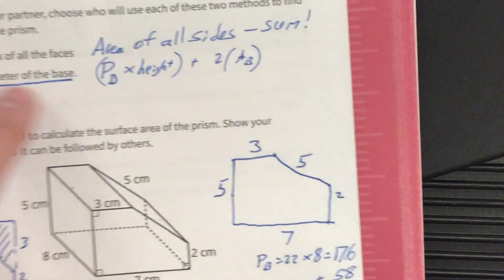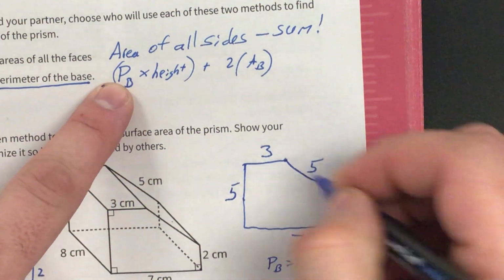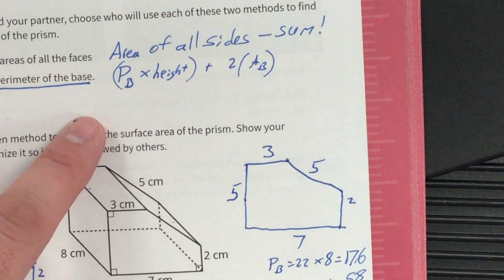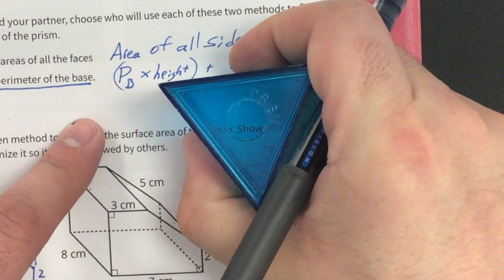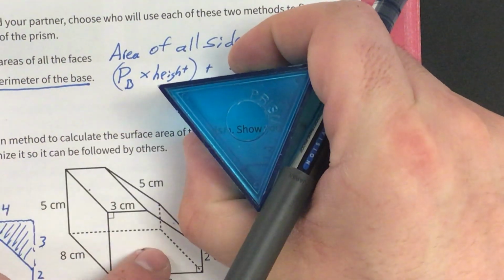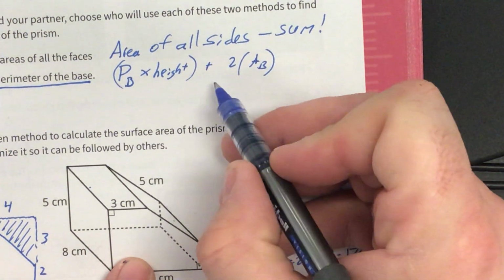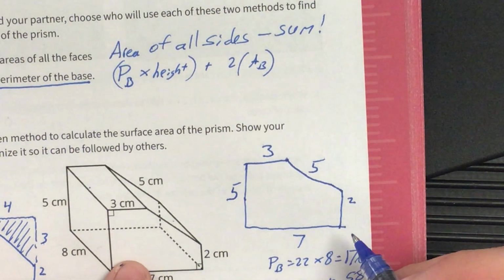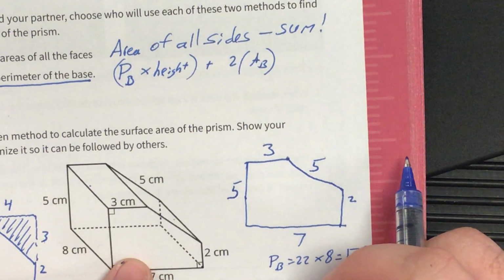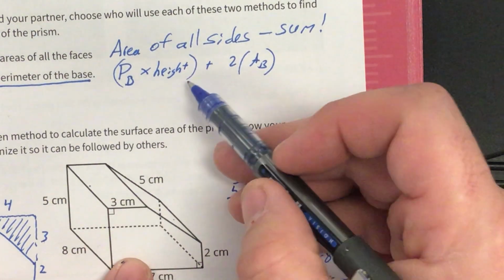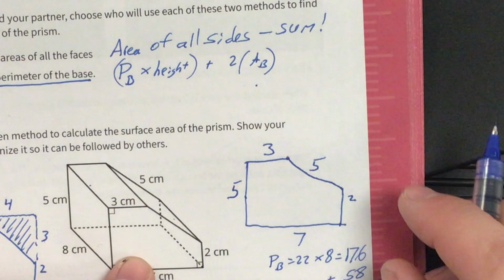The equation: perimeter of the base, distance around the bottom. Now remember, the base is the piece facing you. You might have to adjust it. It's not always the bottom. This one, it was facing us. Perimeter of the base times the height, plus the top and the bottom.